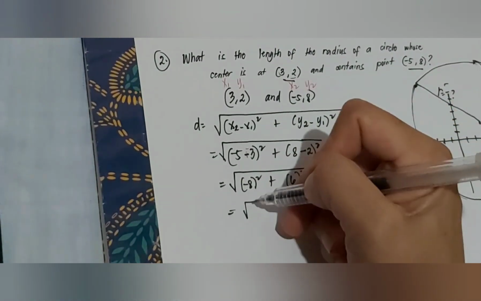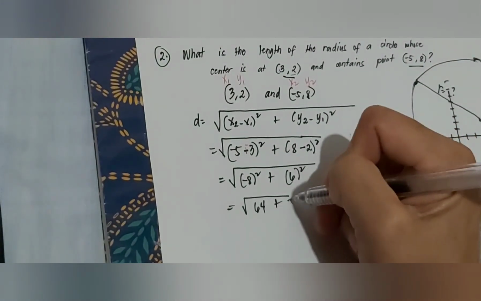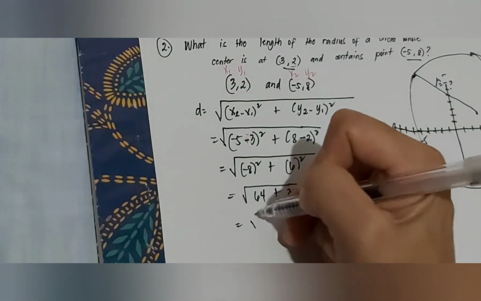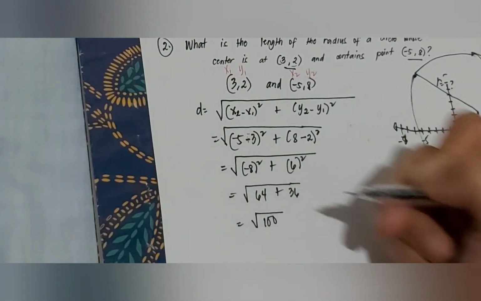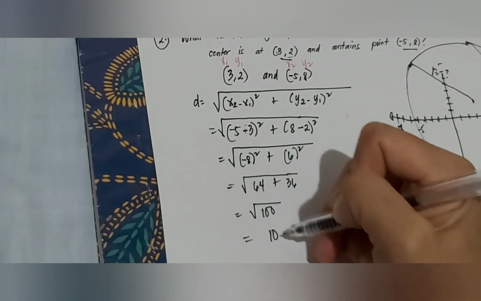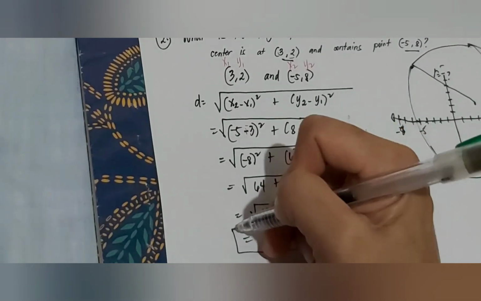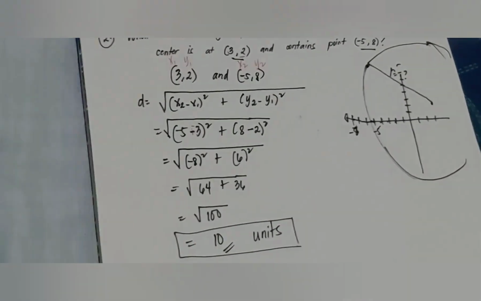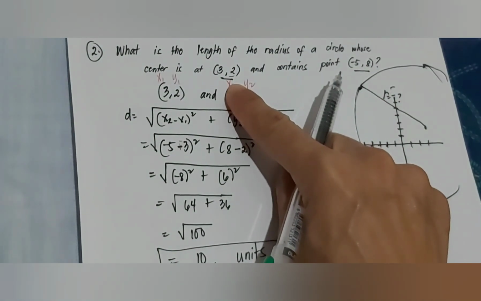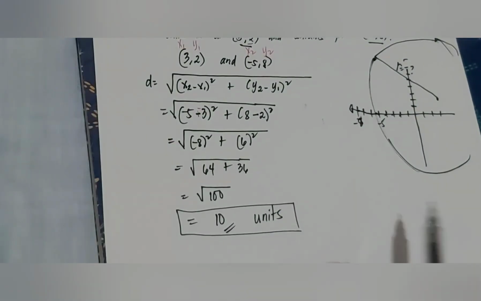Continue. 8 squared is 64. 6 squared is 36. 64 plus 36 is 100. And square root of 100 is 10. So our answer is 10 units. So the radius of our circle whose center is at 3 and 2 that contains negative 5 and 8 is 10 units.